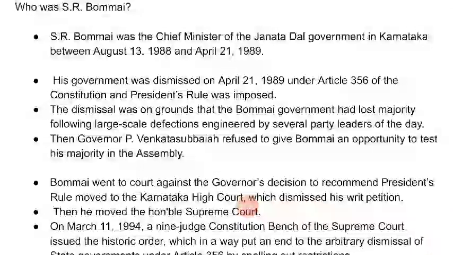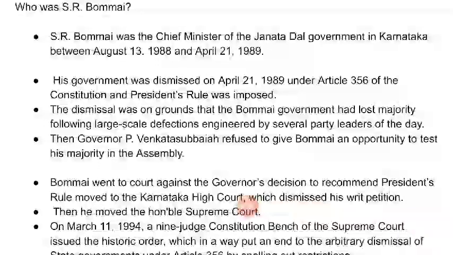The dismissal was on the ground that the Bommai government had lost the majority following large-scale defection engineered by several party leaders of the day. So now what happened then? The governor, the then governor P. Venkata Subbiah, refused to give Bommai an opportunity to test his majority in the assembly. So these were exactly the facts regarding the S.R. Bommai case.